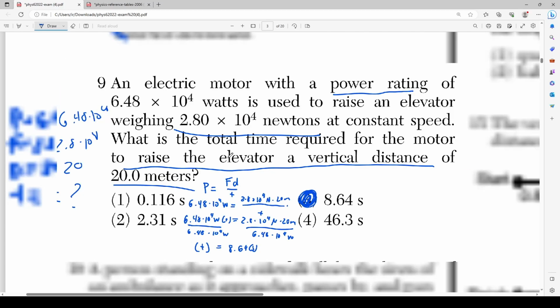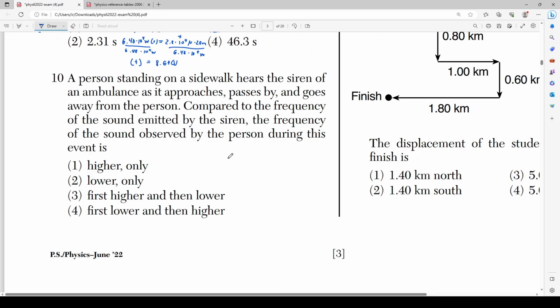Perfect. So moving on to number 10, it says that a person standing on a sidewalk hears the siren of an ambulance as it approaches, passes, and goes away from the person. Compared to the frequency of the sound emitted by the siren, the frequency of the sound observed by the person during this event is what? Well, automatically I'm thinking about the Doppler effect. Why? Because I have sound and I'm observing the frequency or the pitch of the sound as it's moving toward and away from me, right?